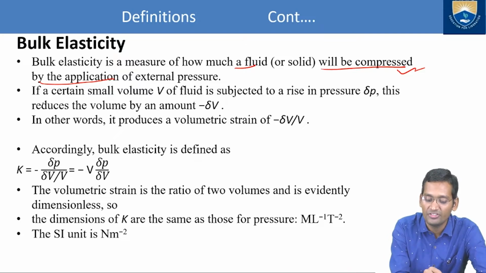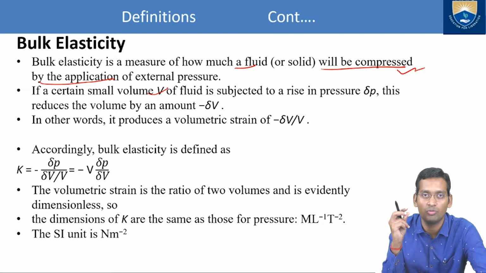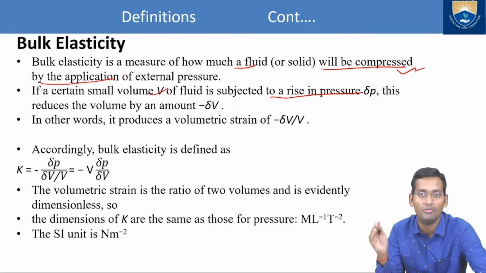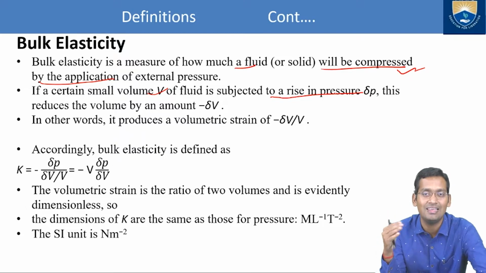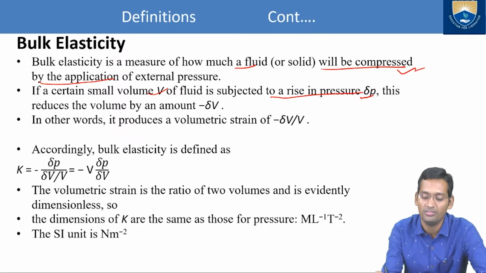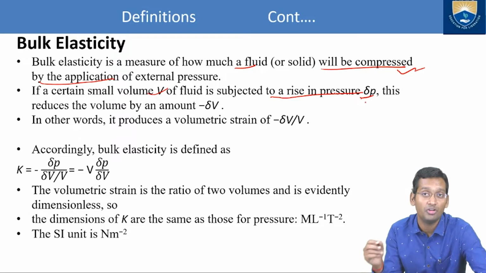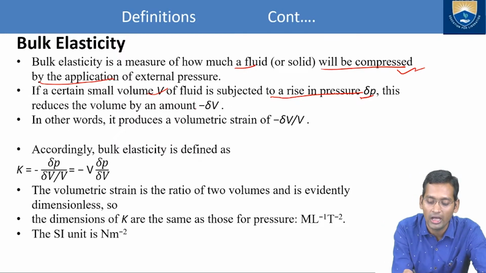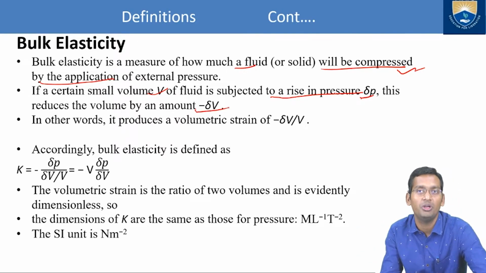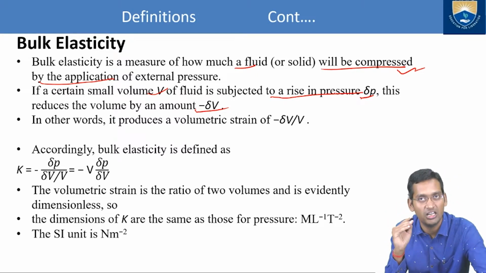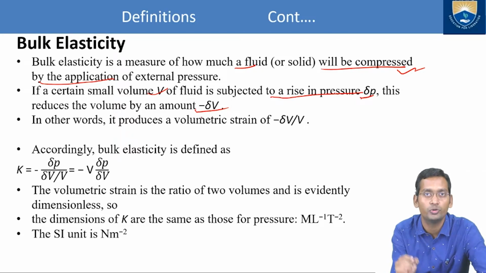Now let's see. A certain small volume V of fluid is subjected to a rise in pressure delta P. Whatever pressure it generally experiences, because of atmospheric pressure or anything, we change by a small amount, delta P. Because we applied more force, the volume will decrease. Volume will decrease by delta V, and the negative sign shows the decrement in volume.